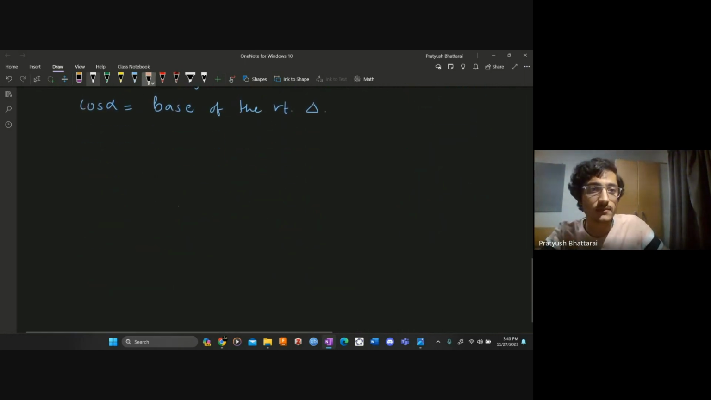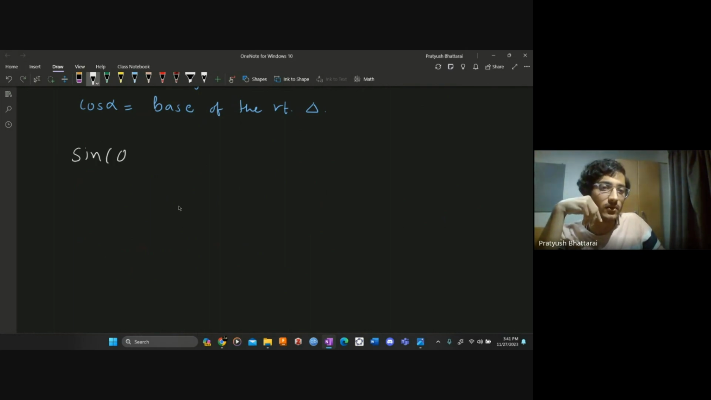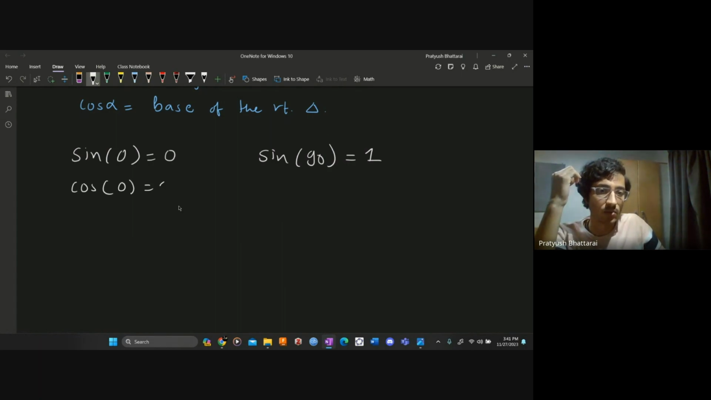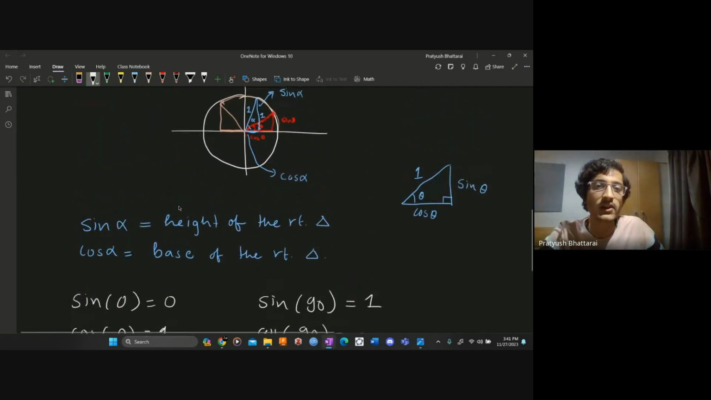This is a common question that a lot of students ask: why is sine of 0 equal to 0? And why is sine of 90 degrees equal to 1? In a similar way, why is cos of 0 equal to 1? And why is cos of 90 degrees equal to 0? If you look at this picture, it's quite clear now.